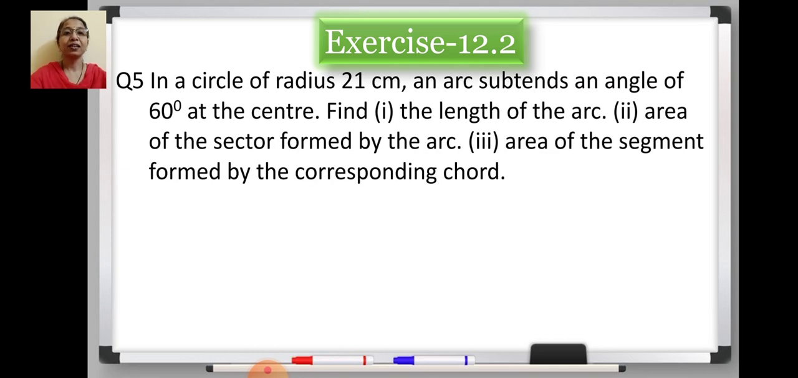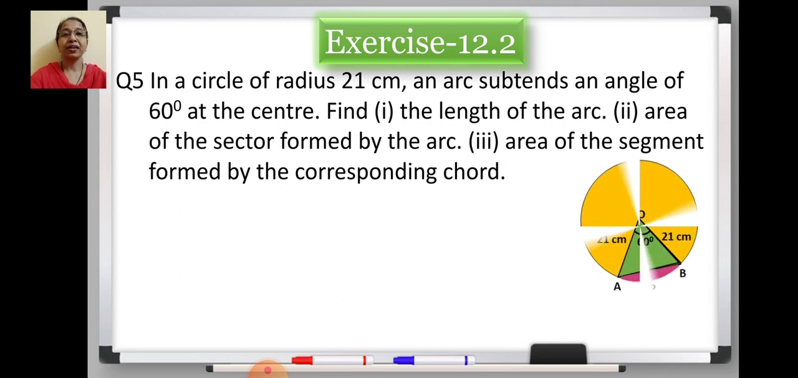In a circle of radius 21 centimeter, an arc subtends an angle of 60 degree at the center. Then find the length of the arc. Second, area of the sector formed by the arc. And third, area of the segment formed by the corresponding chord. So let us draw a diagram first.